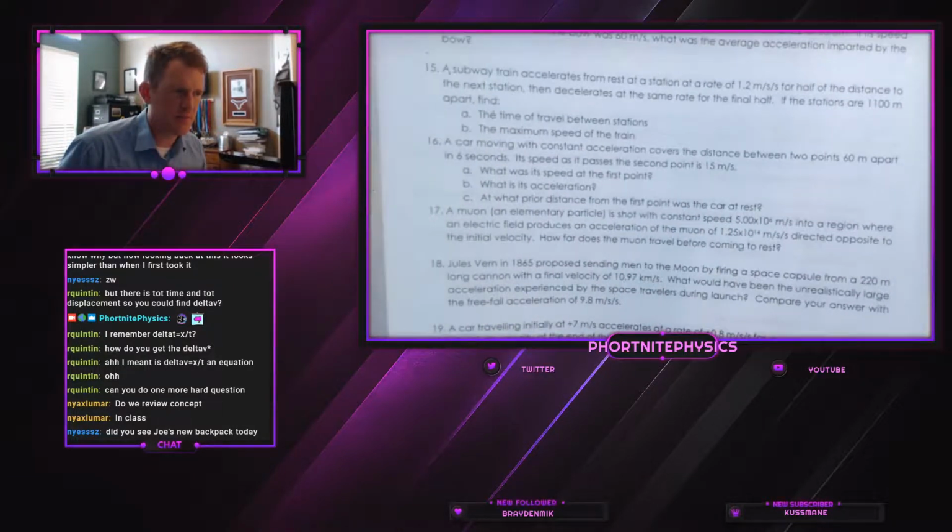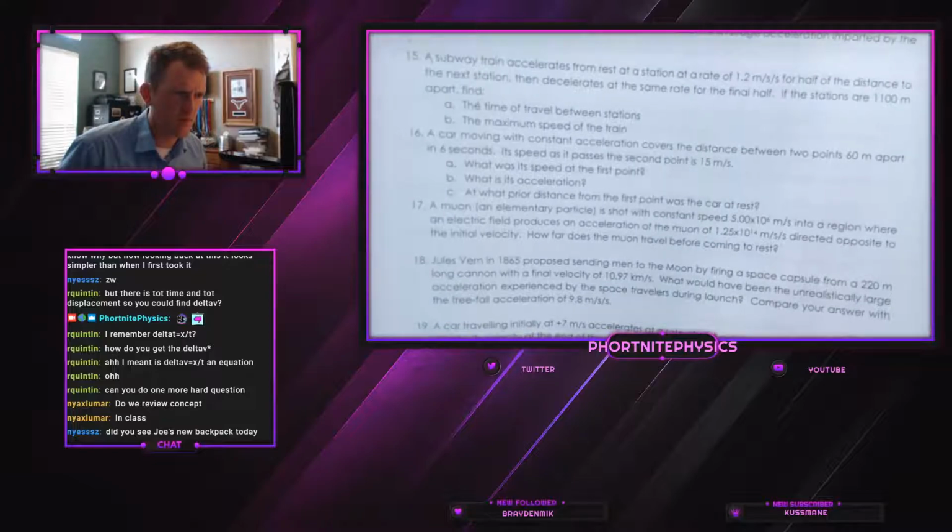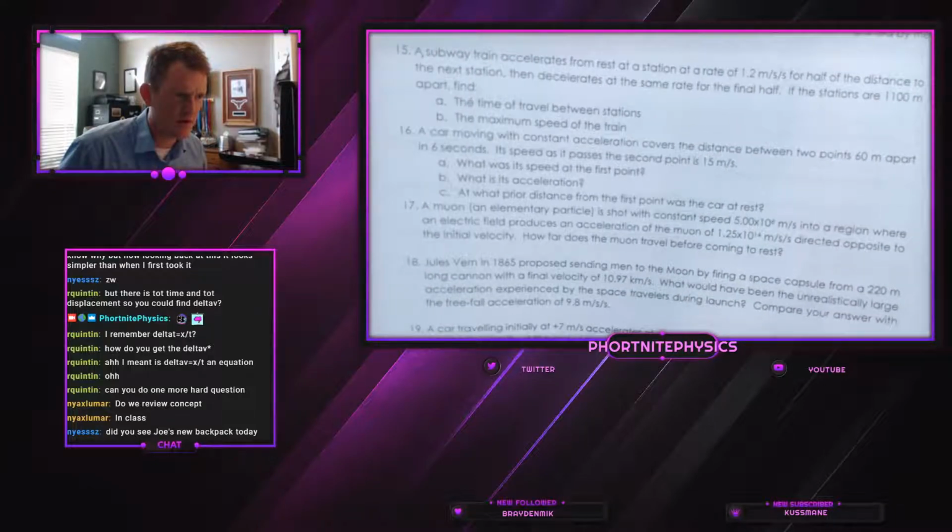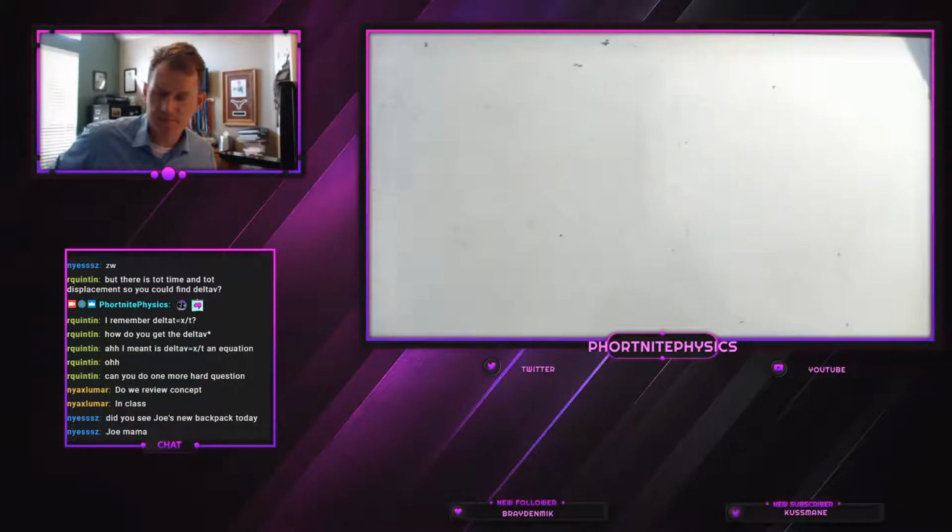What was its speed as it passed the first point? What is its acceleration, and at what prior distance was the car at rest?